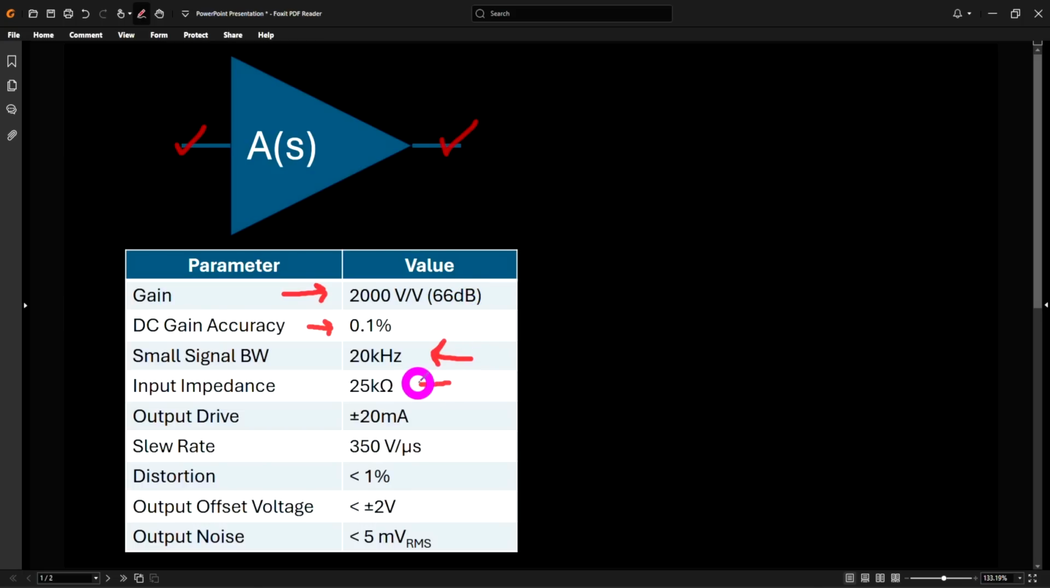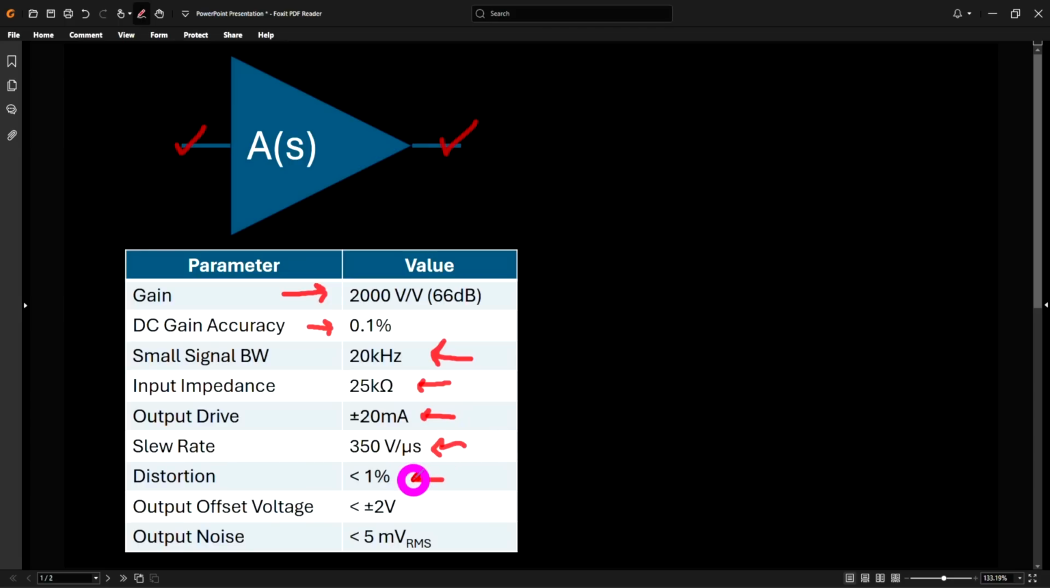Input impedance 25 kilo ohm, that again can be really easily met, particularly if you have a FET input, for example, even a bipolar input, you can easily get much better than 25 kilo ohm. Now output drive of plus or minus 20 milliamp, well, you're going to have to start burning some DC current to make sure that the output buffers of your op-amp have enough driving capability to deliver plus or minus 20 milliamp to a particular load. Even though the load is not mentioned here, if you short the output, you'd want to be able to get this much current. Slew rate of 350 volt per microsecond, pretty easy considering the bandwidth that we're dealing with.